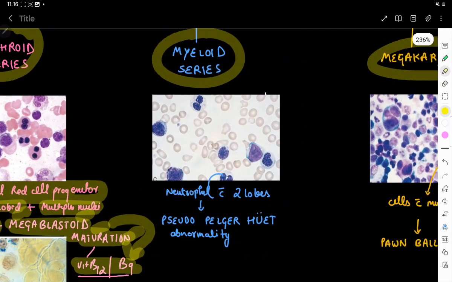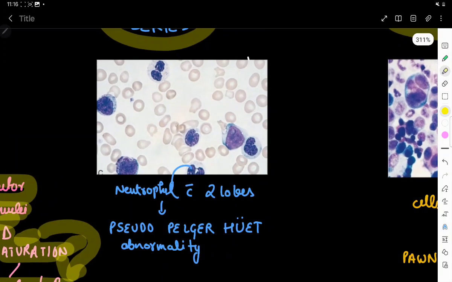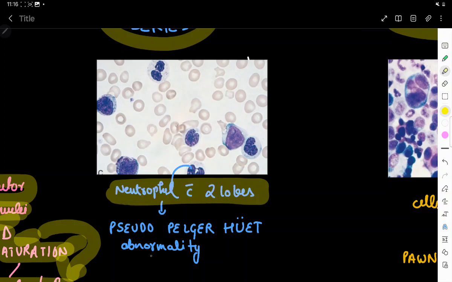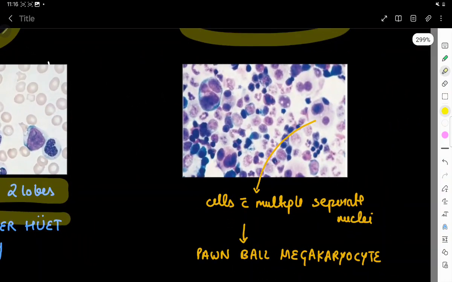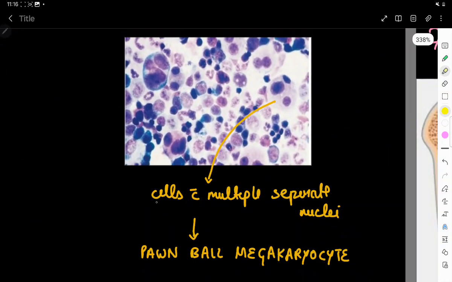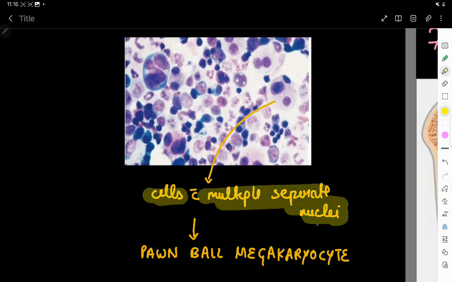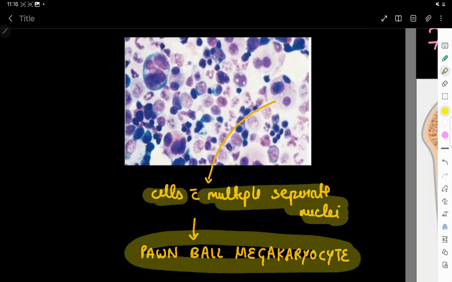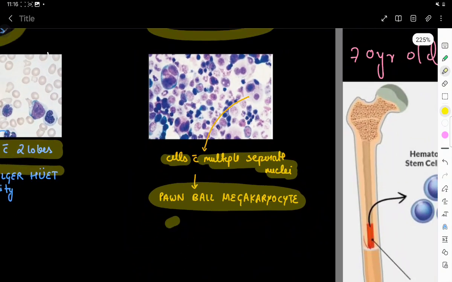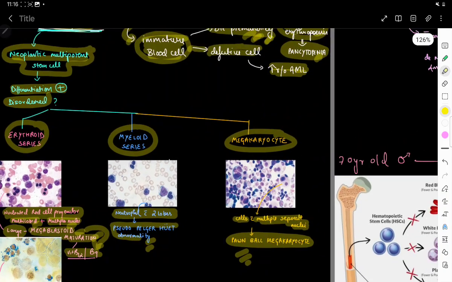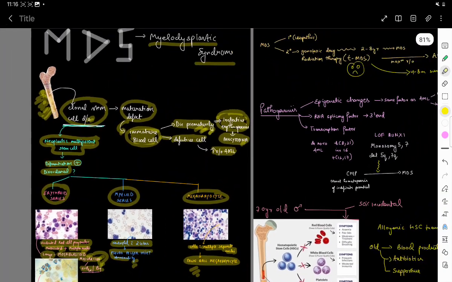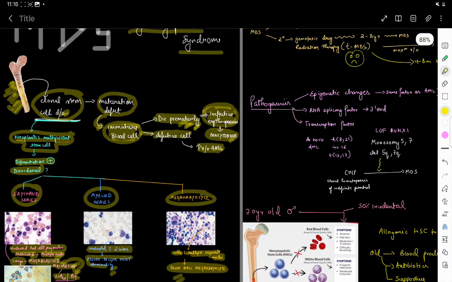What we see in the myeloid series is specific to this condition MDS, that is we have neutrophils with fewer lobes, like 2 lobes, and this is what is known as pseudo-Pelger-Huët abnormality. Okay, what we see in the megakaryocyte lineage again is we see megakaryocytic cells with multiple separate nuclei. This condition is known as pawn ball megakaryocyte. So two names, pawn ball megakaryocyte and pseudo-Pelger-Huët abnormality, is what you see in this case of MDS. Okay, so we tried to understand a bit about the pathology of this condition.